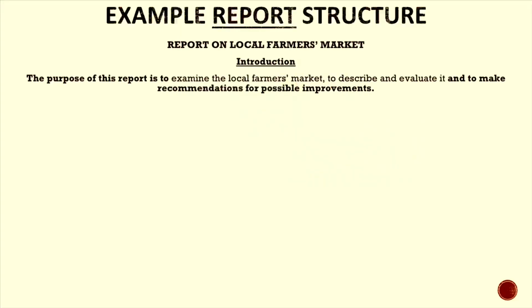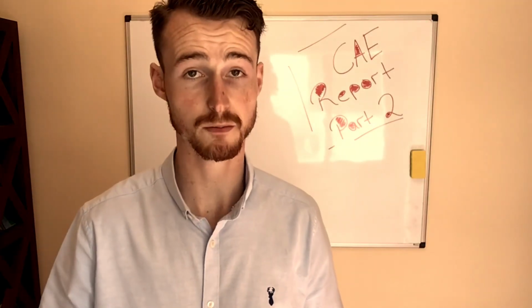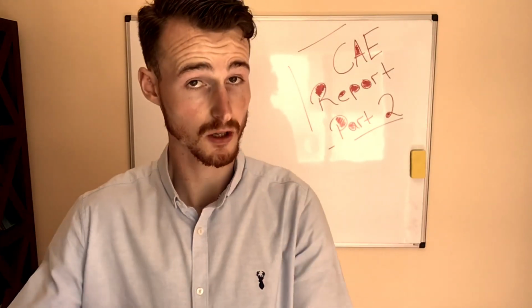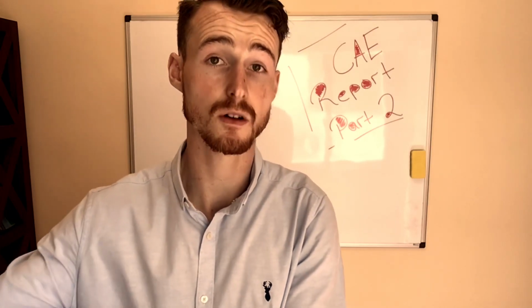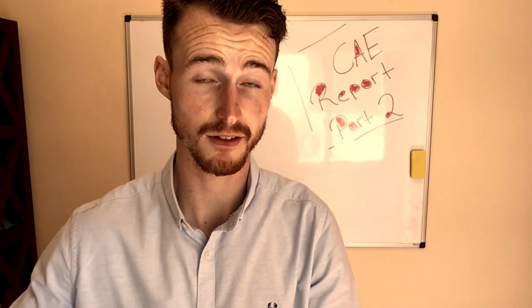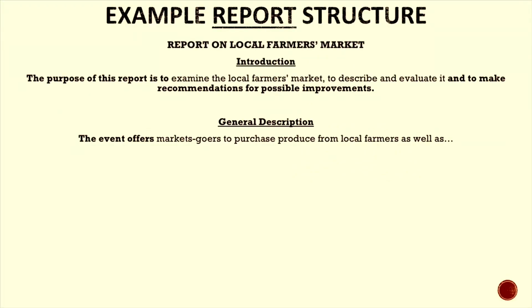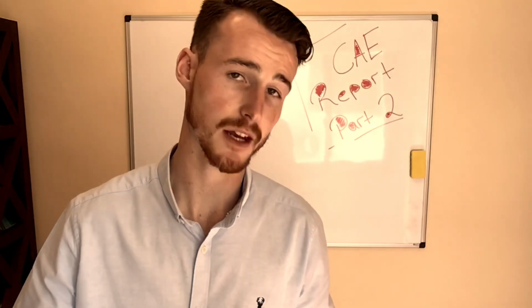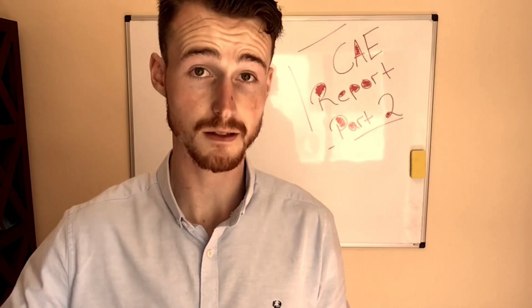And as you can see here, I've started my introduction. "The purpose of this report is to examine the local farmers market, to describe and evaluate it, and to make recommendations for possible improvements." So that's the introduction. You can add another little bit of information if you like to follow on to the first body paragraph. Here, as you can see, this is the general description. "The event offers market goers the chance to purchase produce from local farmers as well as", and then I will go on to talk a bit more about what the farmers market is.